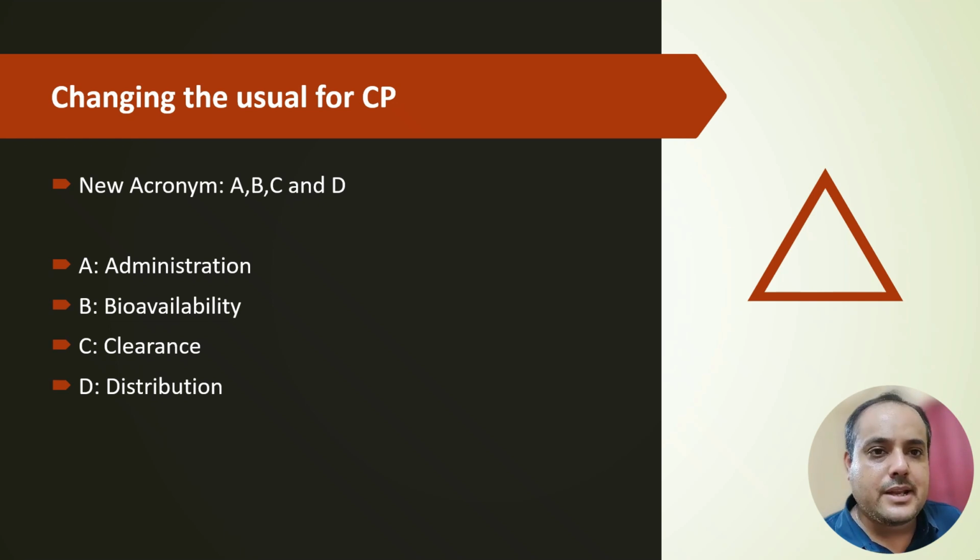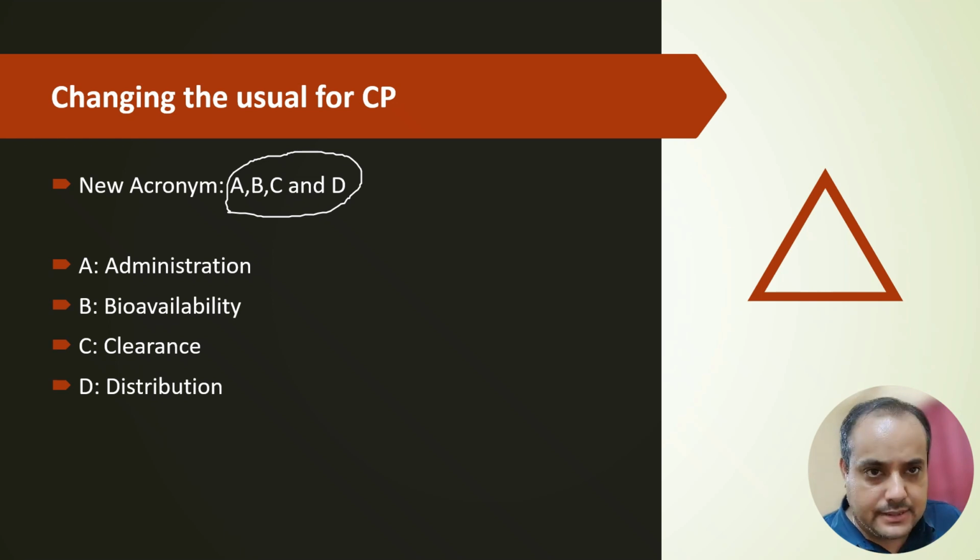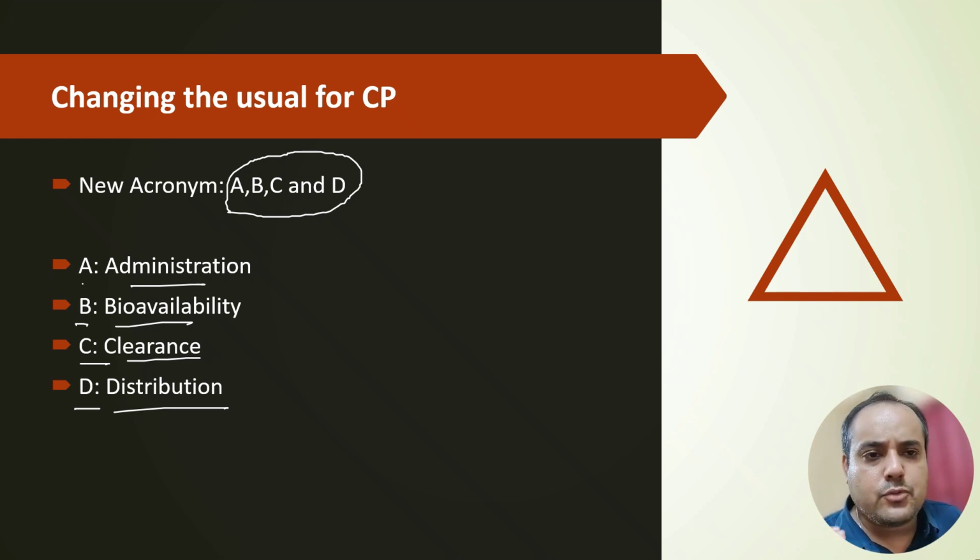So far we have been dealing with the classical acronym of A, D, M and E. But some authors advocate that we can change the classical acronym and replace ADME with the new acronym ABCD. In this case, A stands for administration, B stands for bioavailability, C stands for clearance and D stands for distribution of the drug. These components are more applicable towards clinical pharmacokinetics.